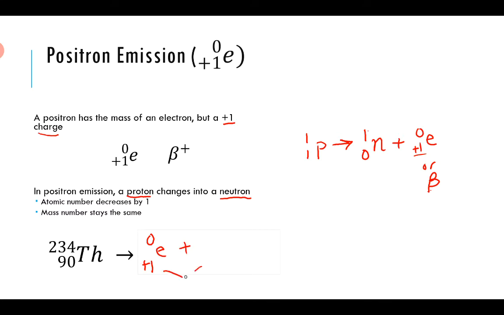And we know that these are going to have to add up to 90, so this is going to be 89. These have to add up to 234, so the mass number is going to stay the same. And so looking at my periodic table, actinium has atomic number 89.